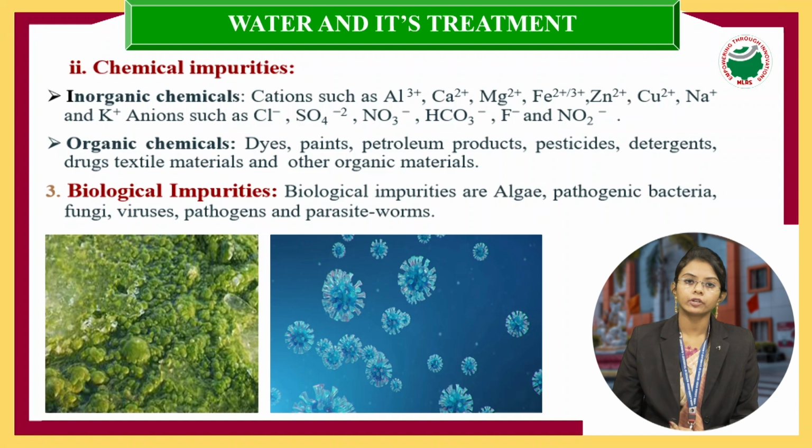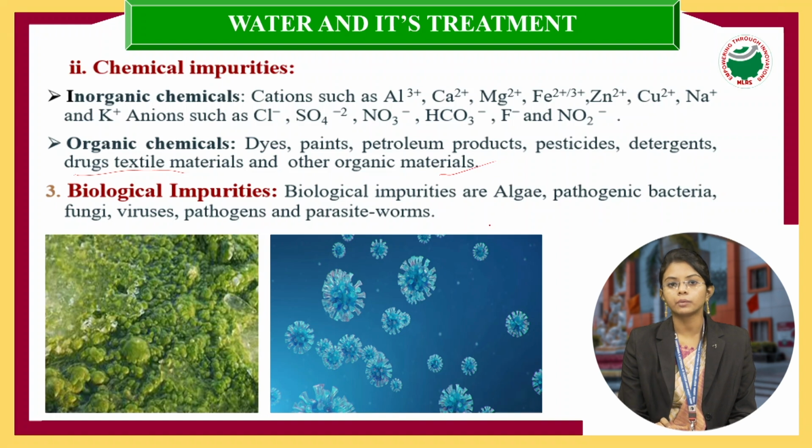Coming to the chemical impurities, we have inorganic and organic chemicals. Inorganic chemicals include anions and cations. The organic chemicals include paints, petroleum, pesticides, detergents, drug and textile materials and other organic materials. These come under chemical impurities.